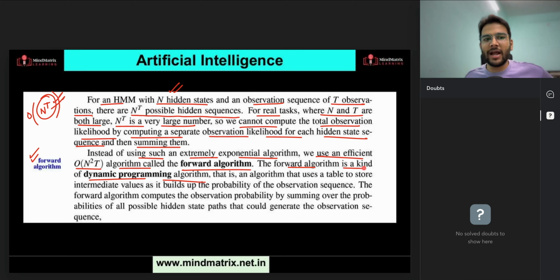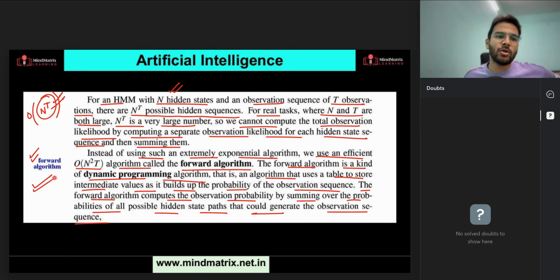The forward algorithm is a kind of dynamic programming algorithm. That is an algorithm that uses a table to store intermediate values as it builds up the probability of the observed sequence. So it is going to have a table and store the values there. Wherever you need the same value, you are not going to recompute it, you are just going to use the value. The forward algorithm computes the observation probability by summing over the probabilities of all possible hidden state paths, that means alpha 3 of x0 plus alpha 3 of x1, that could generate the observation sequence. That is your forward algorithm.